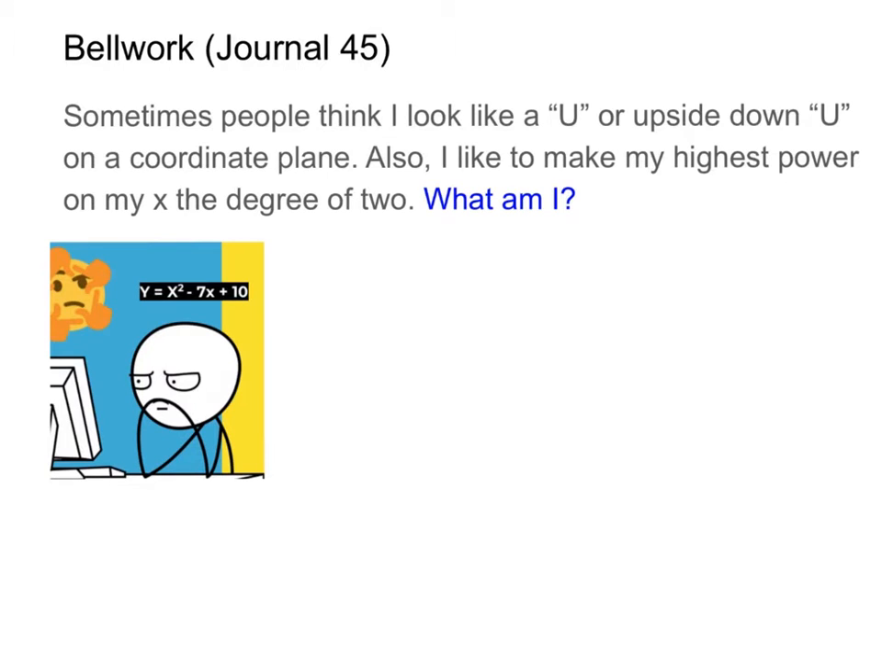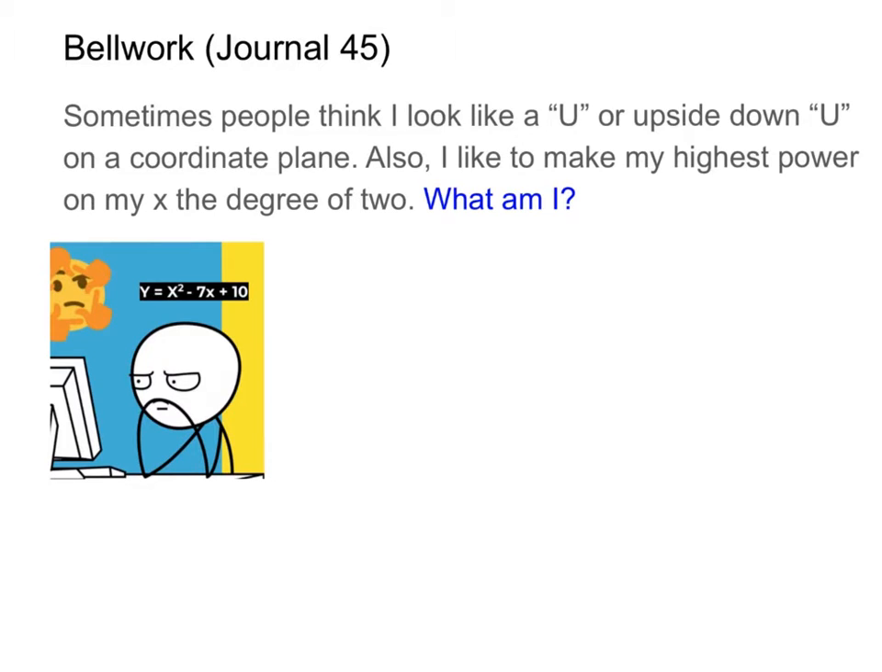All right, so in this bell work here, we have a riddle. Sometimes people think I look like a U or an upside down U on a coordinate plane. Also, I like to make my highest power on my x the degree of 2. What am I? So what it's saying is it's like this equation that has x squared in it, or x to the second power. This is the highest power.